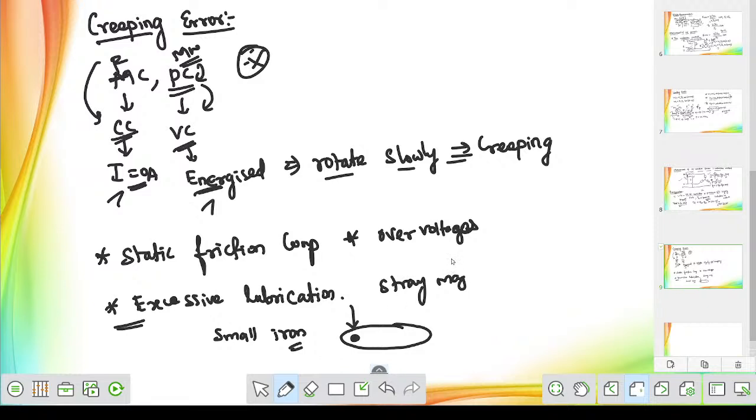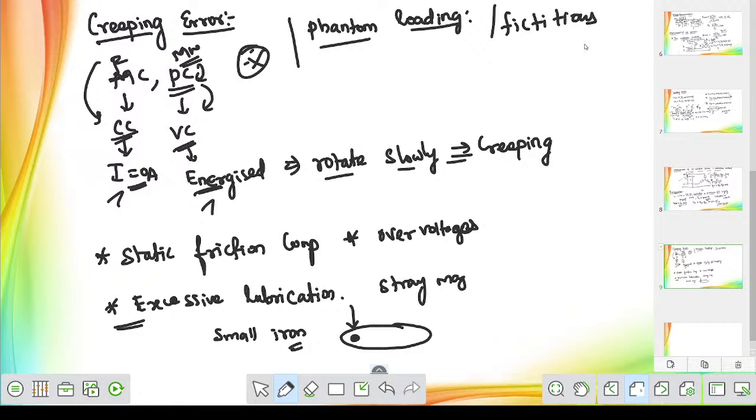So there will be one more problem in the wattmeter, that is called phantom loading. Not wattmeter, energy meter, I'm sorry. So regarding the energy meter, you have to learn one more thing, that is called phantom loading. Phantom loading is also called fictitious loading.